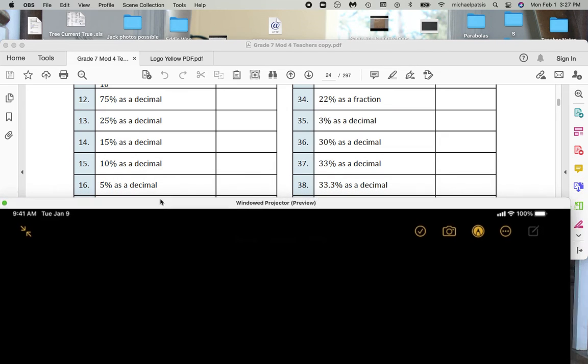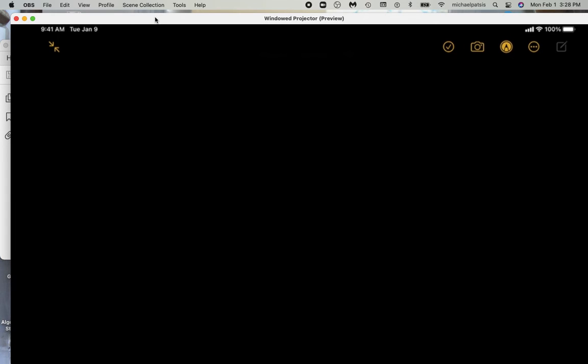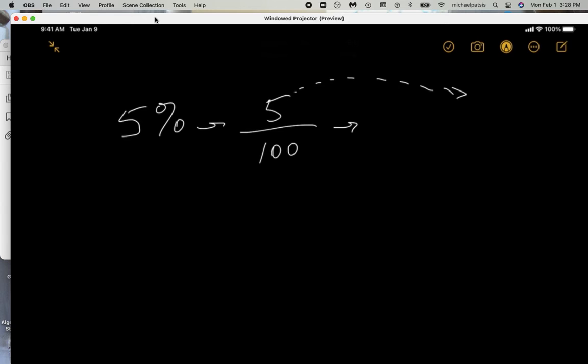Okay, let's do this one, 5% as a decimal. Okay, we're going to do it the long way. 5%. What does 5% mean? 5% means 5 divided by 100. We're dividing, so we know that this 5 is going to get smaller. How much smaller? Well, the decimal point on a 5 is right there. We don't always write it, but we know it's there. So here, we're going to be moving this decimal place to the left twice.